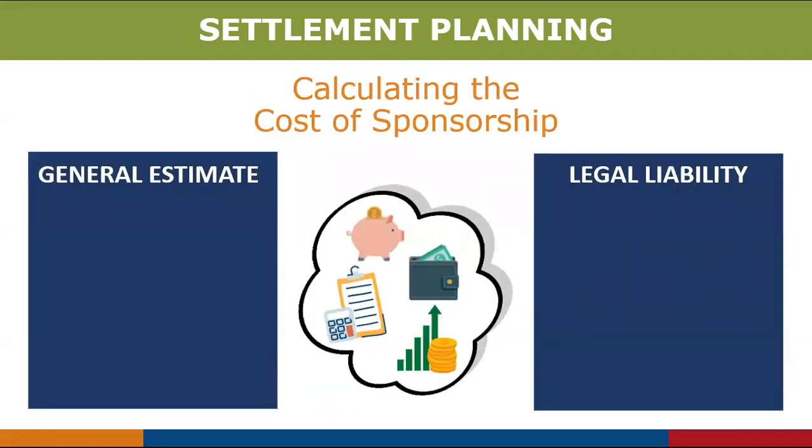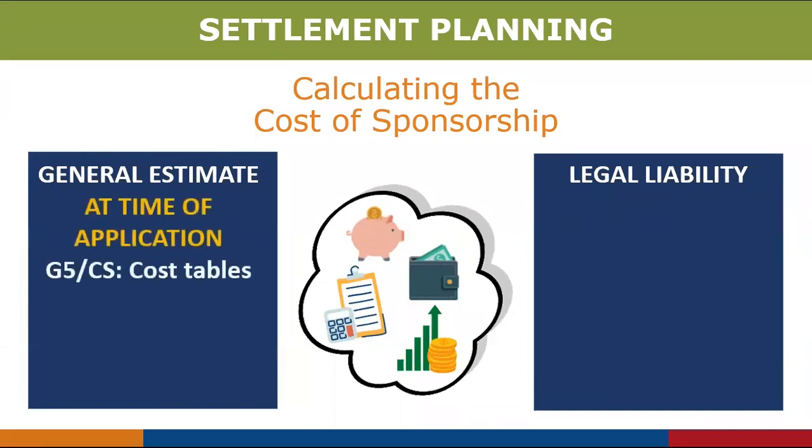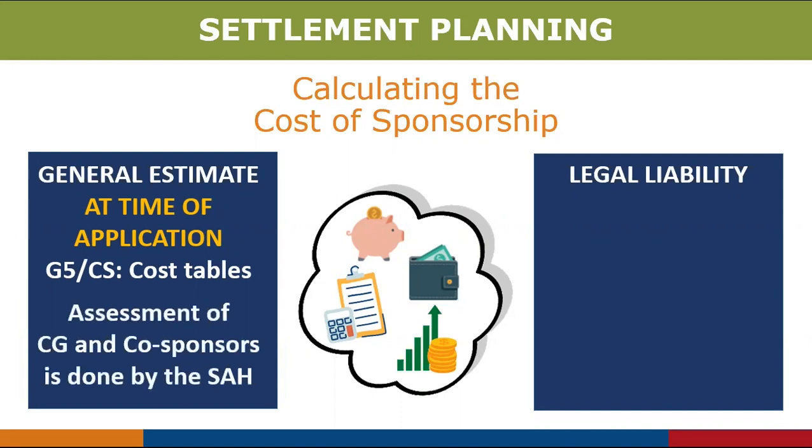A big part of settlement planning is calculating the cost of sponsorship, and for the sponsoring group to understand how much money they're legally liable to provide as financial support to the refugees at the time of arrival. So at the time of application, groups of 5 and community sponsor groups will be evaluated on their financial capacity to ensure that in general, they can meet the cost of sponsorship. This is why the sponsorship cost tables are used when preparing the application. Sponsorship agreement holders evaluate their CGs and co-sponsors themselves, since the SAH is ultimately responsible for determining the financial risk.